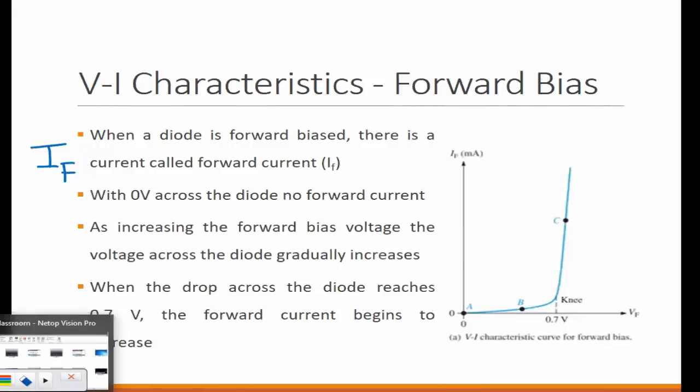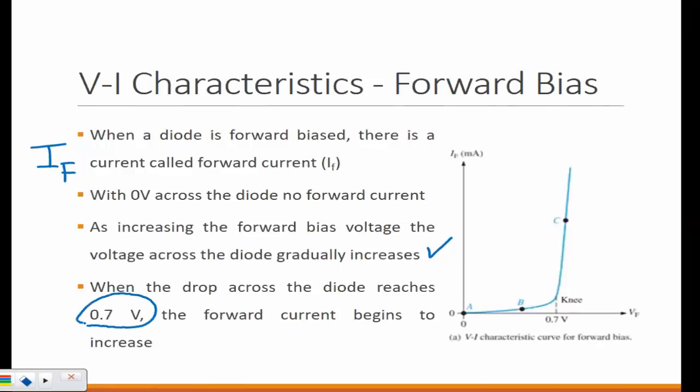With 0 volts across the diode, of course, you're not going to have any current. But if you're increasing the forward bias voltage, the voltage across the diode gradually increases. Remember that once you reach 0.7 volts, you can look at this curve. This curve is plotted between VF. So what do you think VF means? What does that F stand for? Forward. VF is the forward voltage.